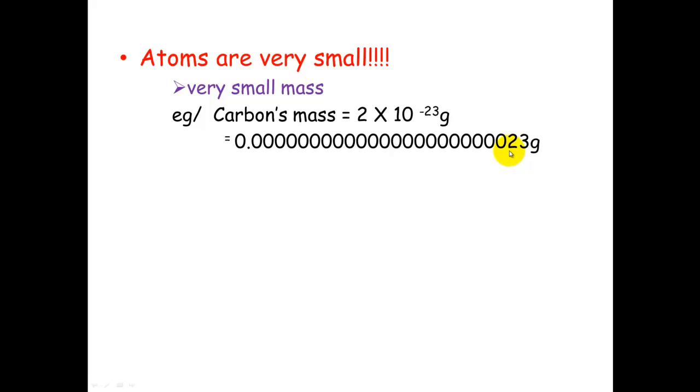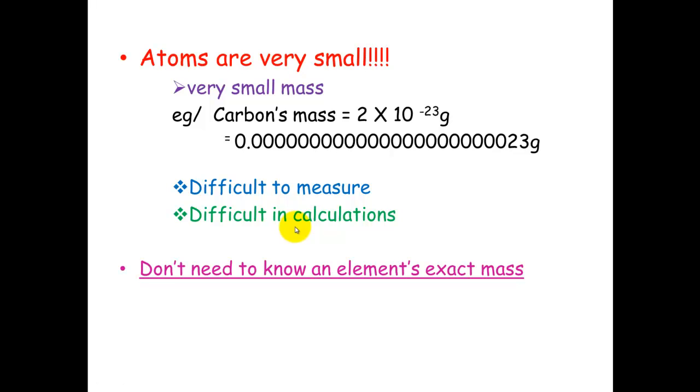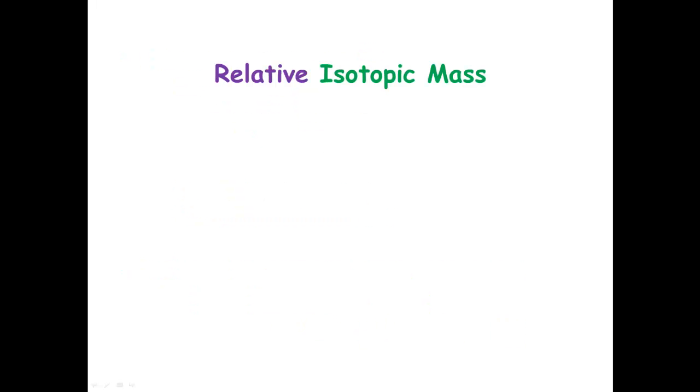It's tiny, really tiny. This creates a problem for chemists because it's difficult to measure and also difficult to use in calculations. So chemists have come up with a solution. We don't need to know an element's exact mass, but what we do need to know is the mass relative to other elements. This is where we've come up with relative isotopic mass. Relative to other atoms, what is the isotopic mass of the isotope?